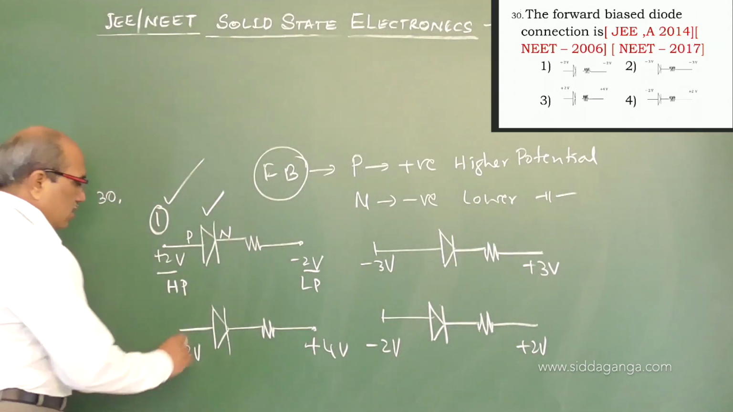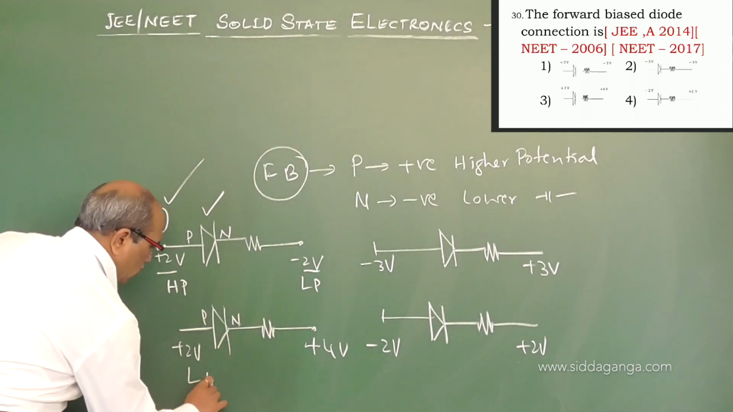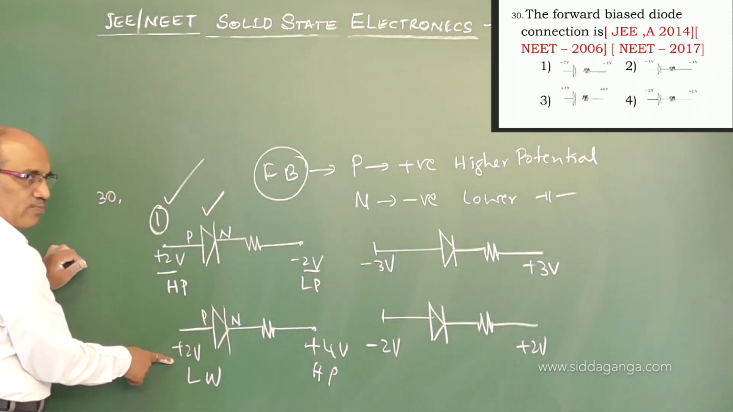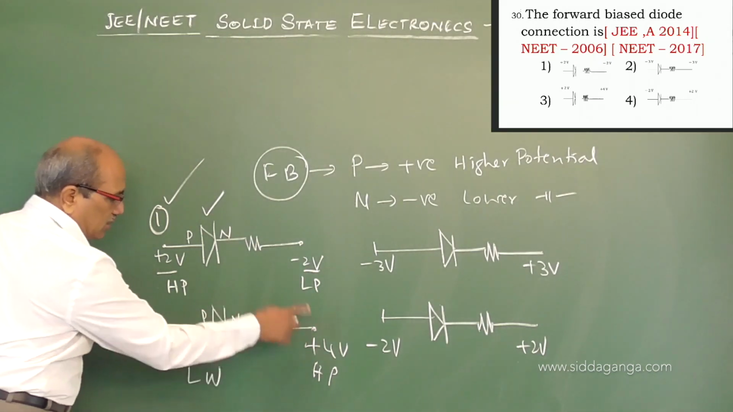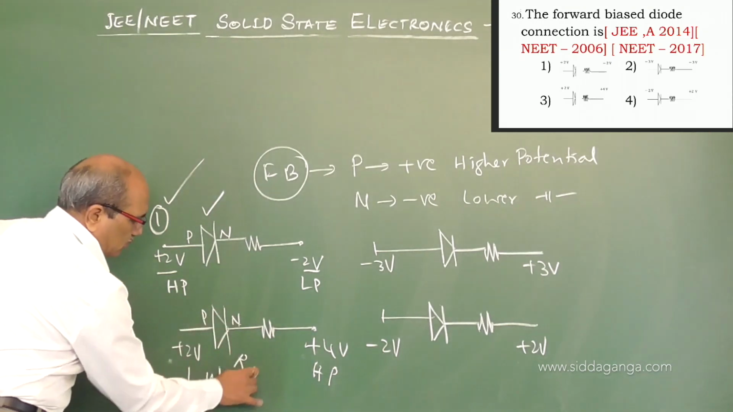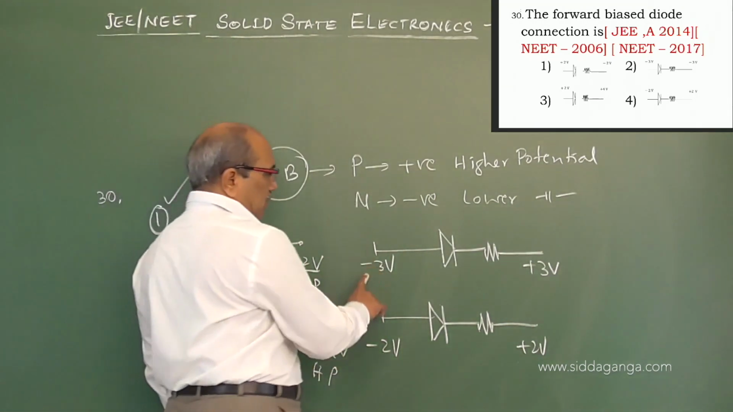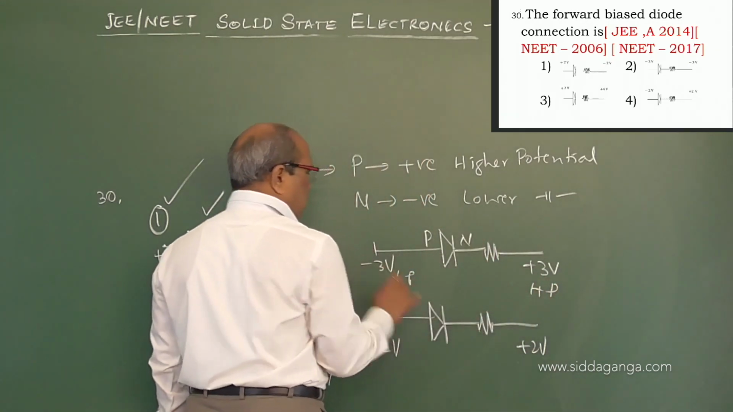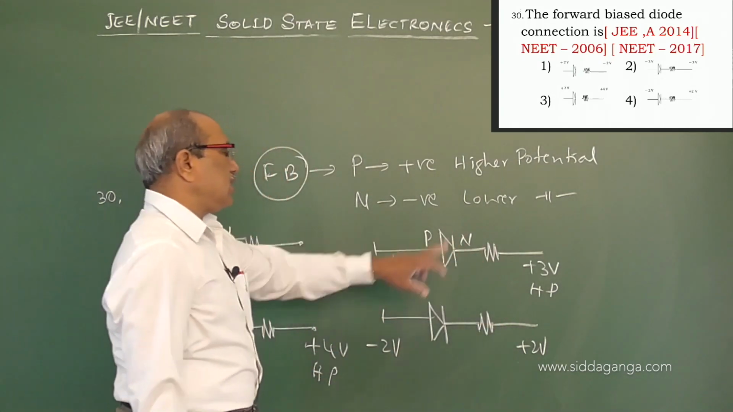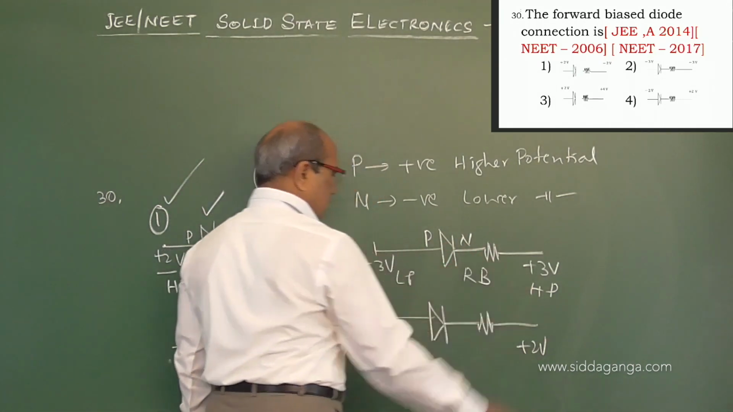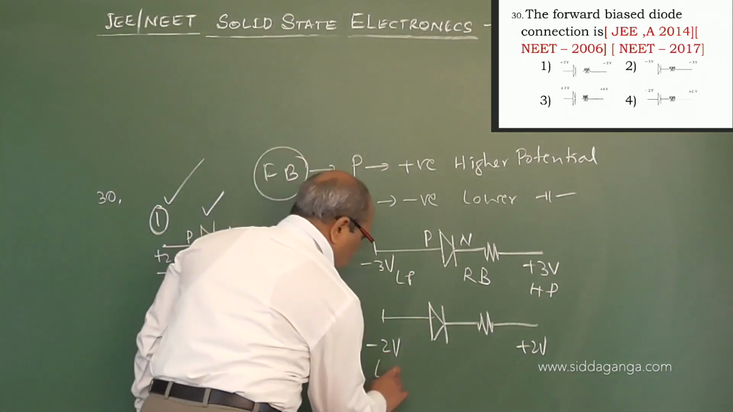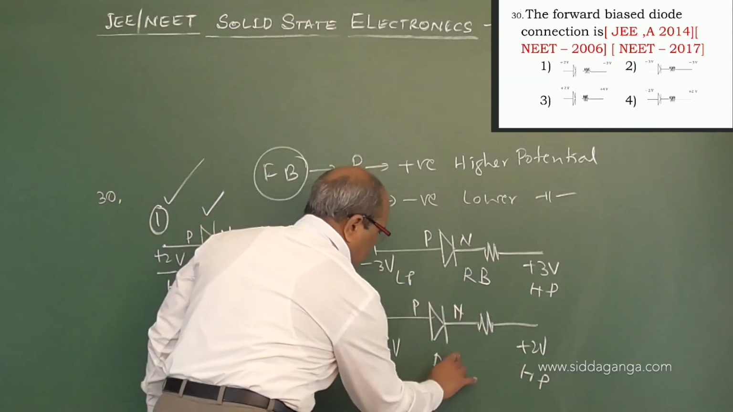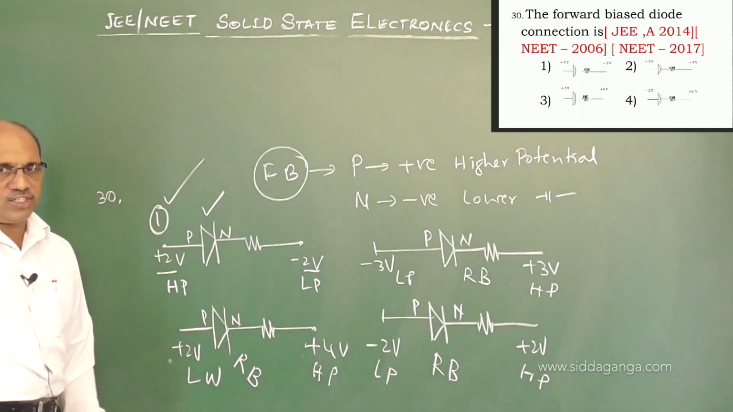Why not the second one? You see P and N. It is lower potential, it is higher potential, because +4 is higher than +2. If you see the potential reference, +4 is higher than +2. Therefore, it is under reverse bias. Coming to this -3 and +3, P and N region. It is at higher potential and lower potential. +3 is at N, meaning it is reverse biased. And if you take here also, -2 is lower potential compared to +2, N and P. This is also under reverse bias.